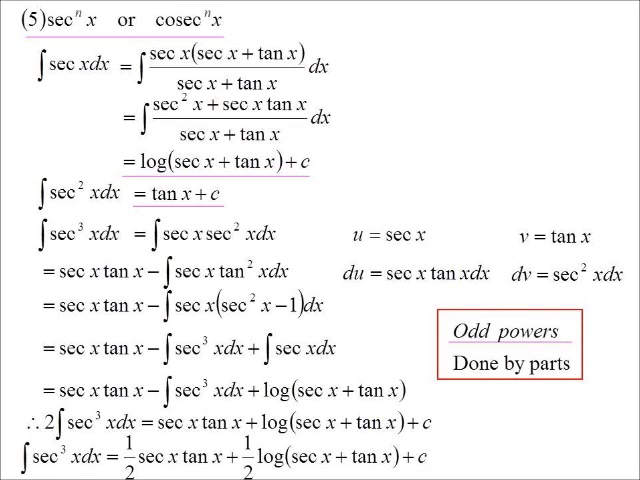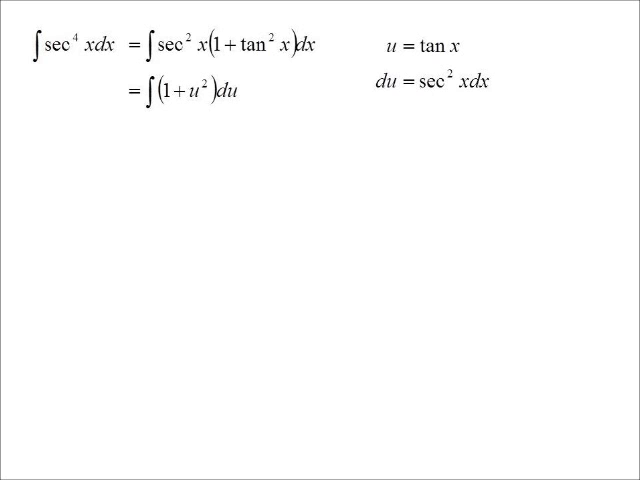Basically, odd powers of sec, you'll end up using parts to do it. Sec to the 4, I can split it up as sec squared times sec squared. One of those sec squareds I change to 1 plus tan squared, and I can just do u equals tan x, the du is sec squared. So 1 plus u squared, and there it is.